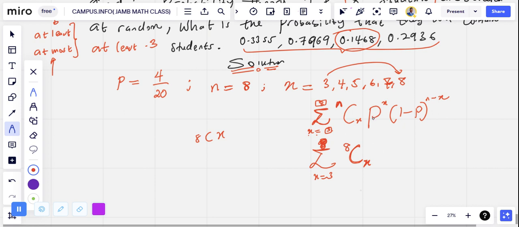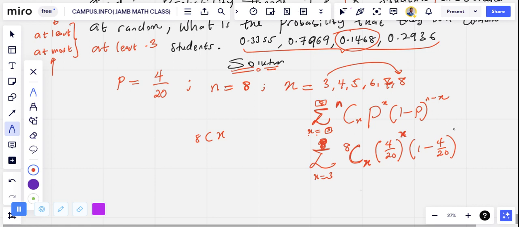So I have my p here. My probability is 4 over 20. You write it as 4 over 20, and then you raise it to x. And then you write 1 minus 4 over 20. You know how to type x, right? You press that alpha button and then you press the close bracket button as well.